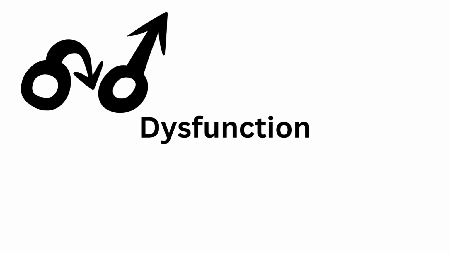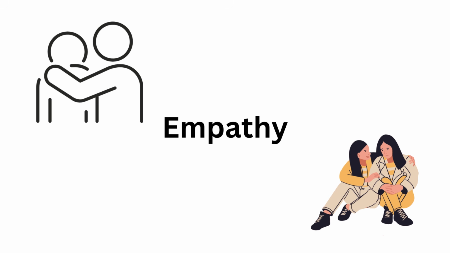The next word is dysfunction. This can mean abnormal function. You can think function is right here. You can think of the first part of the word means abnormal. So abnormal function.